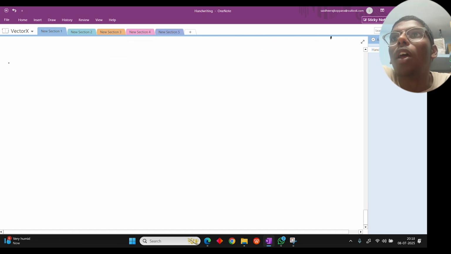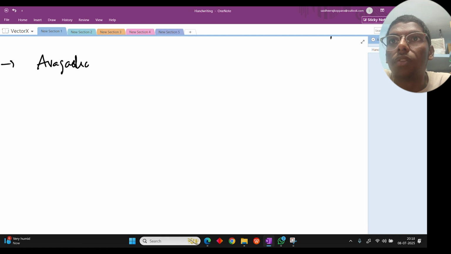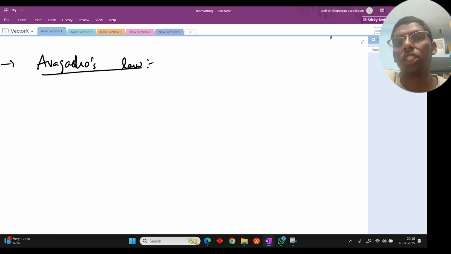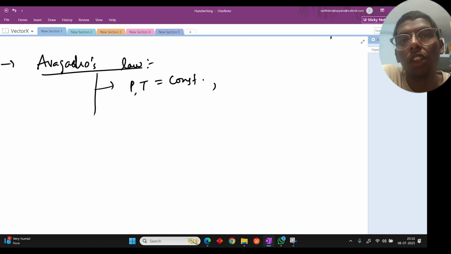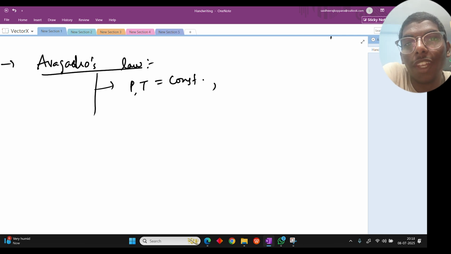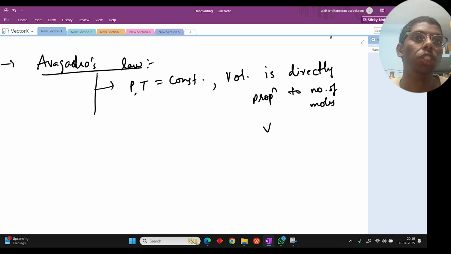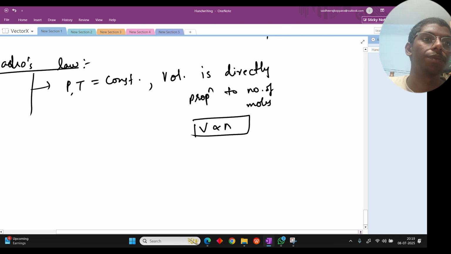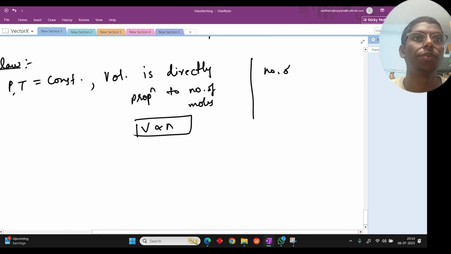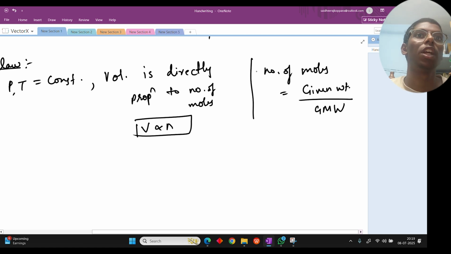Next, Avogadro's law. What does Avogadro's law say? Avogadro's law keeps both pressure and temperature constant. Then what does it observe? Till now we saw the relations between pressure, temperature, and volume. What is the fourth quantity? It's our number of moles. So Avogadro's law says volume is directly proportional to number of moles. How do we find this number of moles? Number of moles is given weight by gram molecular weight. This is how you find your number of moles.